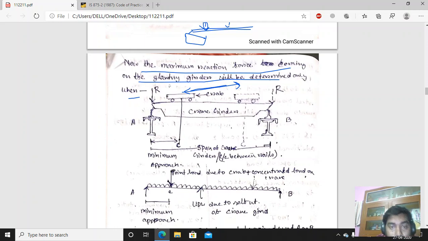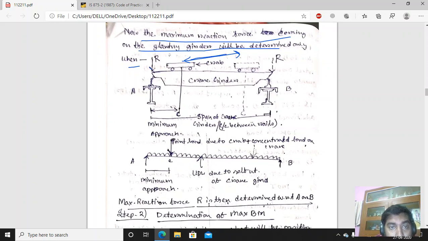So as per the law, this should be the position of the crab if we are determining the reaction there, and if this is the position of the crab, the reaction is maximum there. Depending on the position of the crab, it can be here or there. This is the actual position when the maximum force is coming to the girder. That means when the crab is placed here, the reaction force coming to this girder will be maximum.